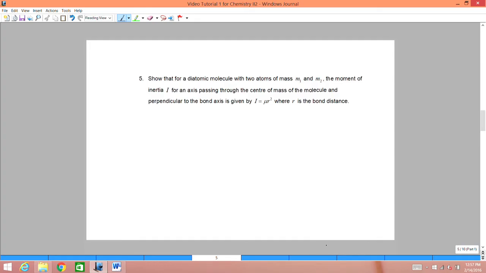Now, what is the picture? The picture is you have a diatomic molecule with two different masses m1 and m2. The center of mass is closer to the heavier nucleus, and you are asked to calculate the moment of inertia about an axis which is perpendicular to the bond axis. This is the bond axis, and this is the center of mass point, the origin for this system, the center of mass.